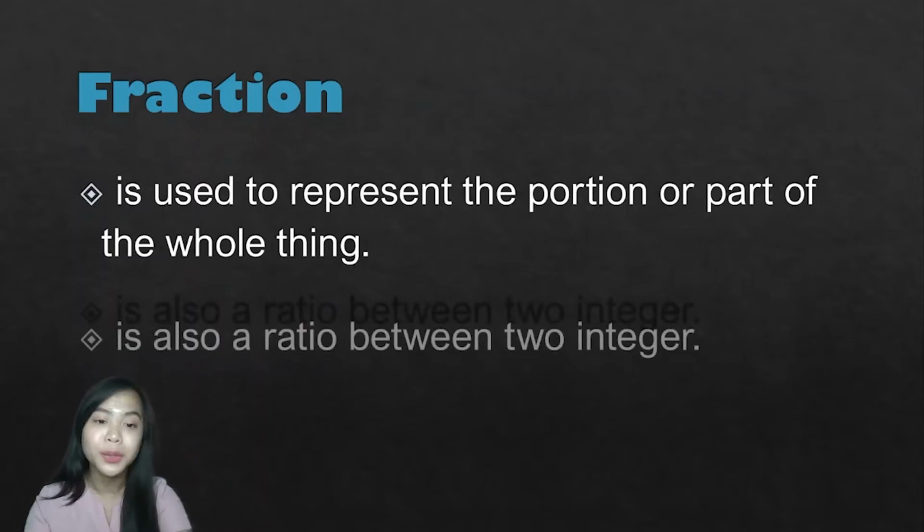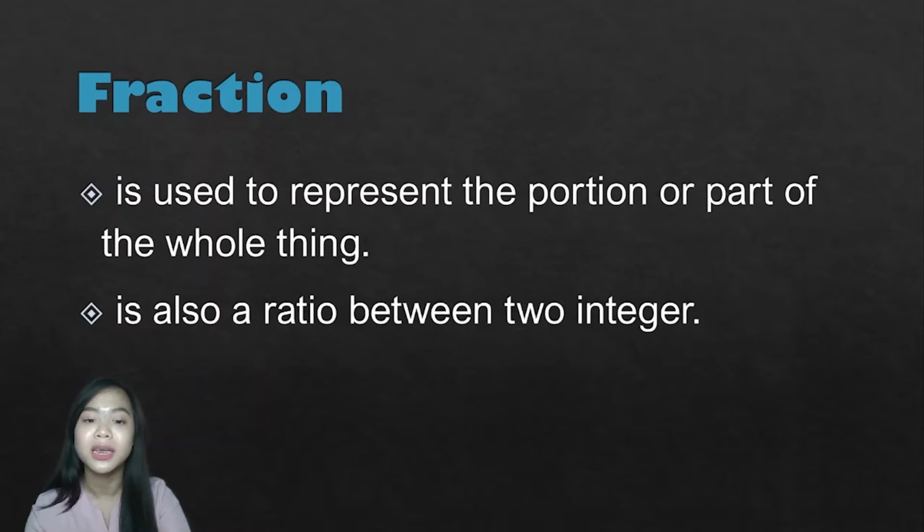It is also a ratio between two integers. So we have two parts, the upper and the lower part. For the upper part, we have the numerator, and for the lower part, we have the denominator.